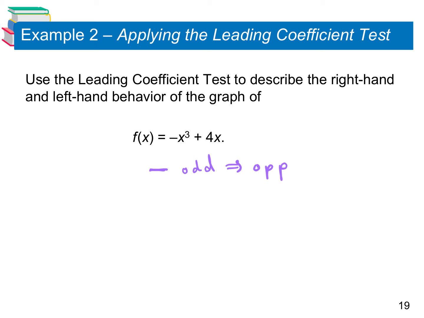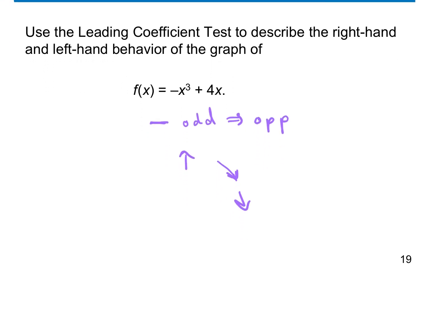So is it going to start going up or start going down? What's our left behavior going to do? Starts going up and then it ends going down because that negative means that it's decreasing. So the way that we would word this is our left arrow is going up, so it rises left. And then our right arrow is going down, so it falls right.